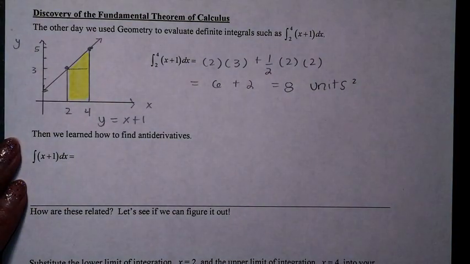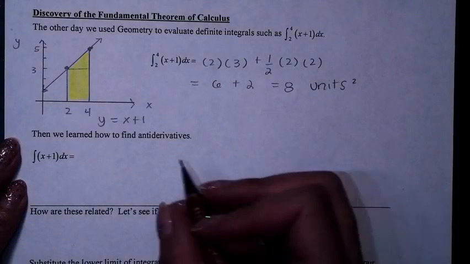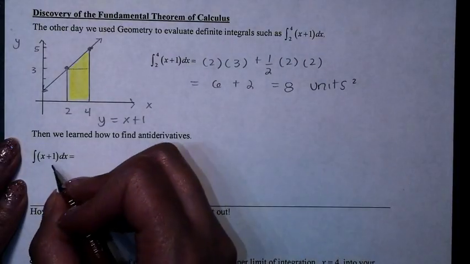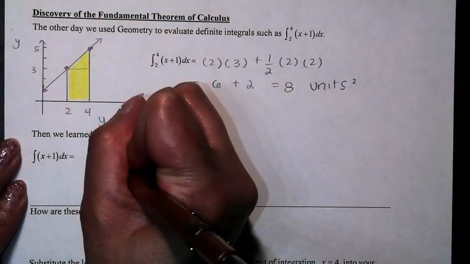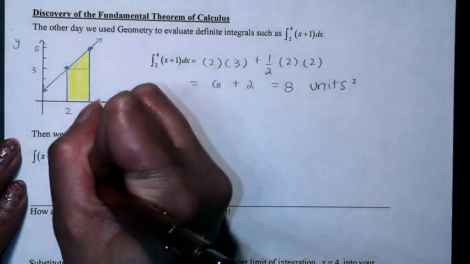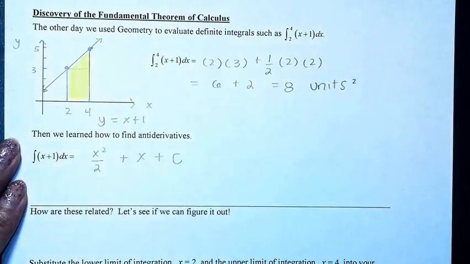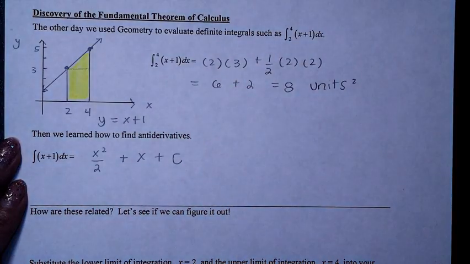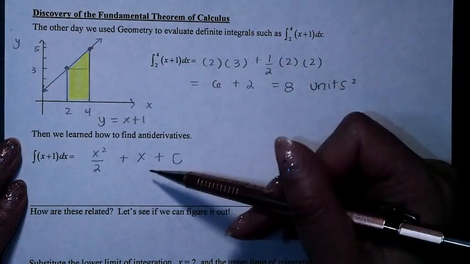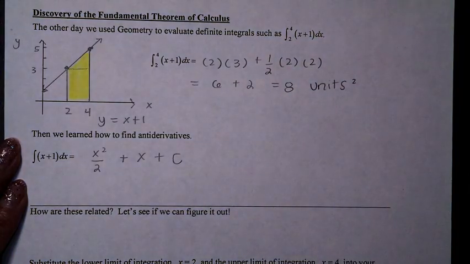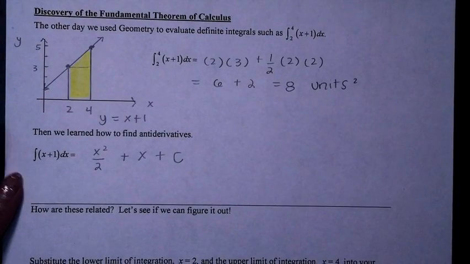So now, what we learned the other day is how to find antiderivatives. You know that the antiderivative of x is x squared divided by 2, and the antiderivative of 1 is x, and then plus c. Okay, that's what we learned. So now let's figure out how to connect the area with the antiderivative. How are these related? Let's think about that. We can figure this out.